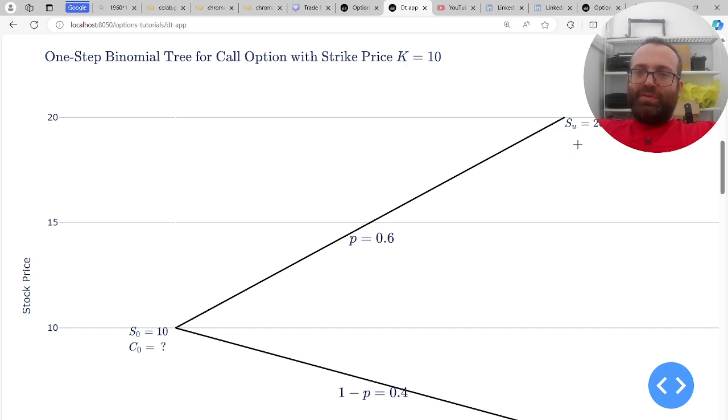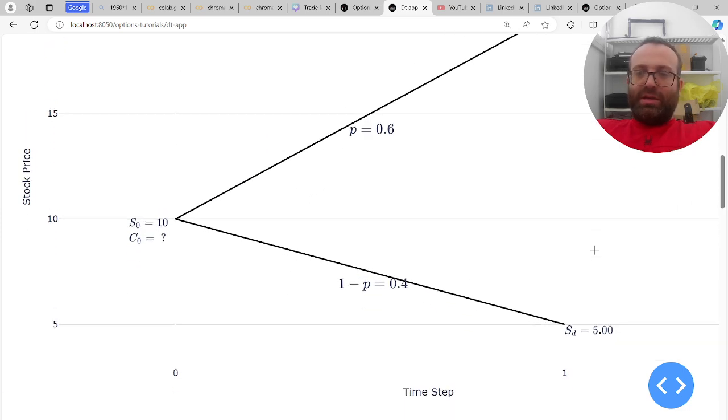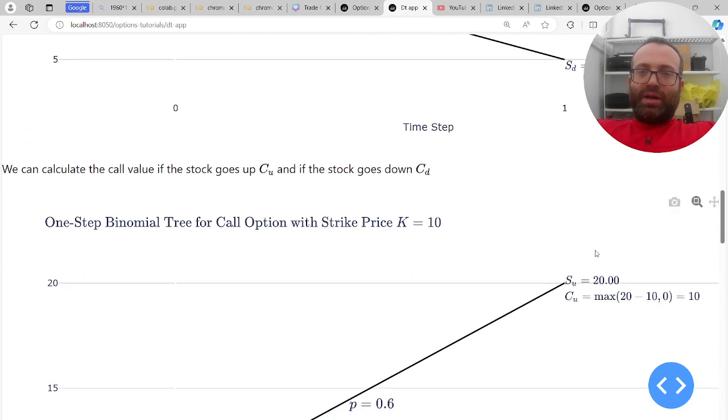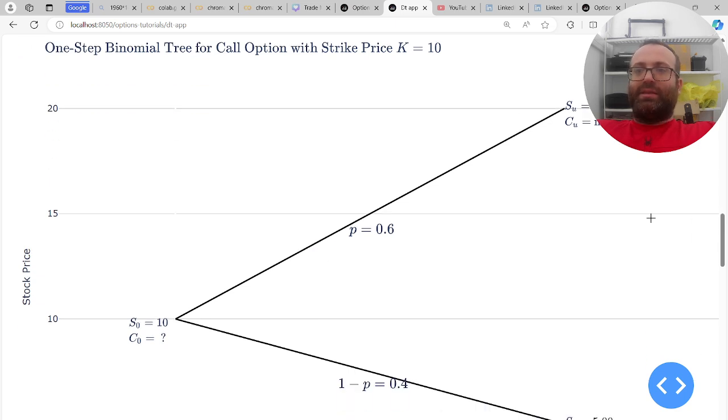We know the payoffs at expiration. Let's assume that we only have time 1, that's expiration, when the option expires. Also, let's assume that the cost to borrow money is 0 to make the math easier. So the risk-free rate is 0. So let me illustrate what happens. If the stock goes up, the option is worth $10, right? Because you would exercise at $10, and the current price is 20, so 20 minus 10 is $10.